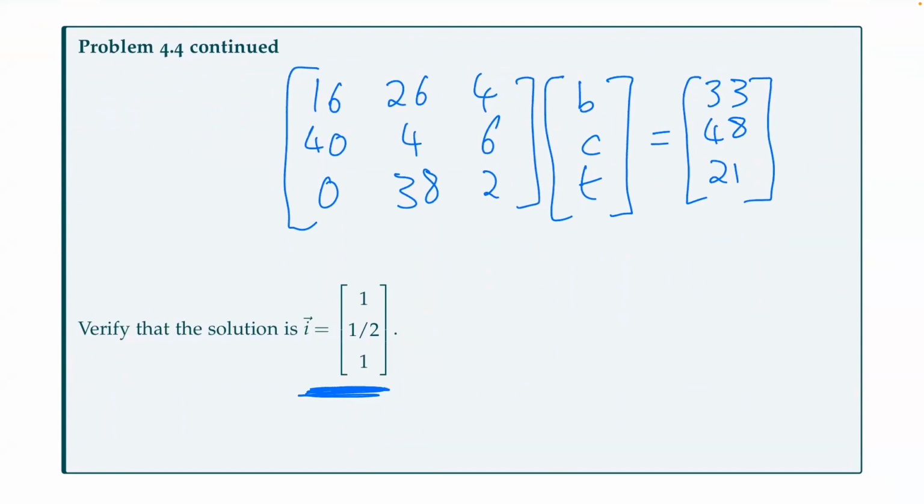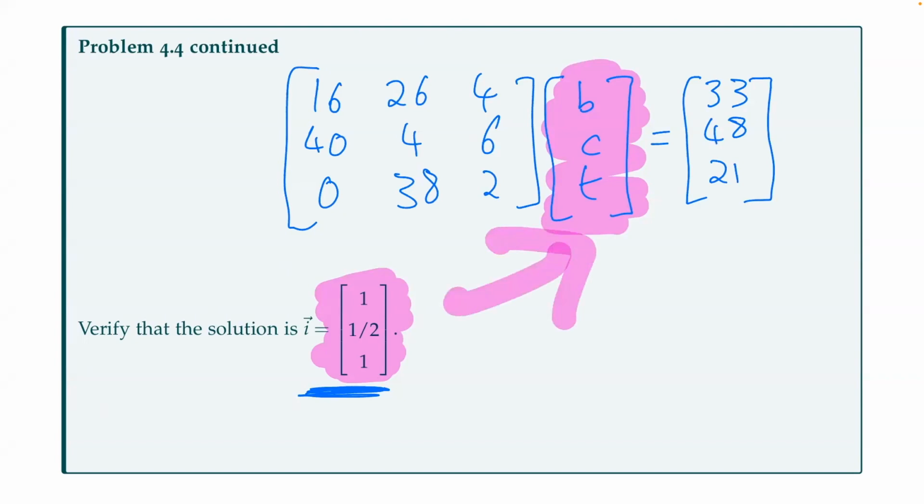Well, what do we have? The only thing of unknowns that we have is this vector here. So we just need to plug this vector of ingredients into where we have this B, C, and T, and check that when we multiply these things out, we do get this ideal distribution here. So plug in the vector for where we have B, C, and T, multiply this out, and see, do we get 33, 48, and 21 for our distribution of nutrients on the right-hand side?